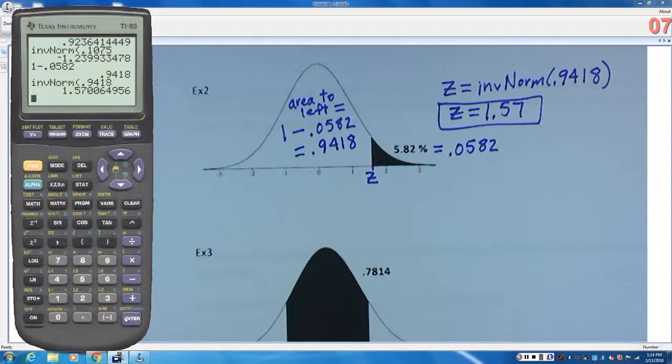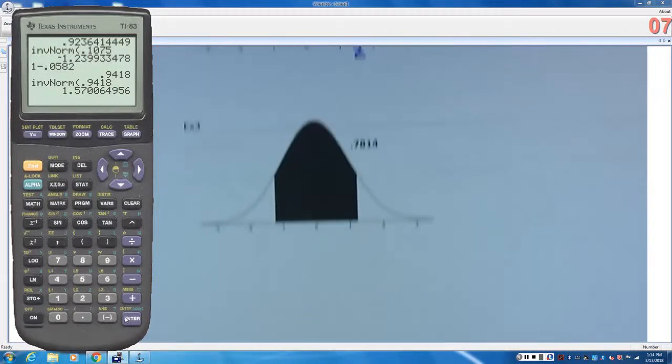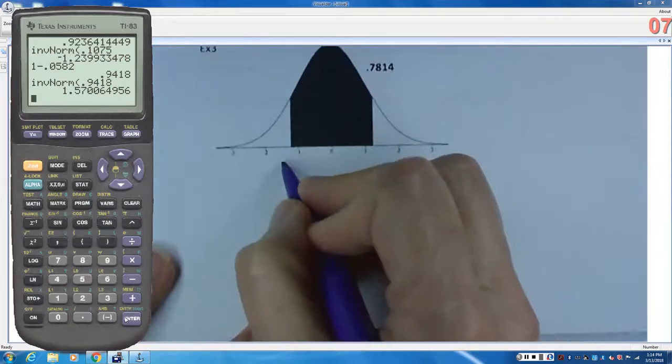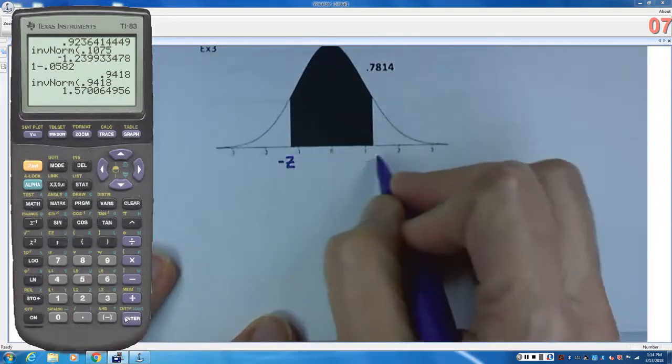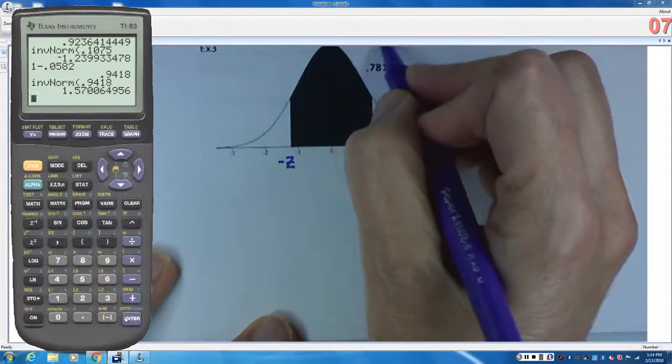All right, and let's do the area between, the central area. Let's find the 2 z's around it. So we're going to find a negative z and a positive z. This is a central area.